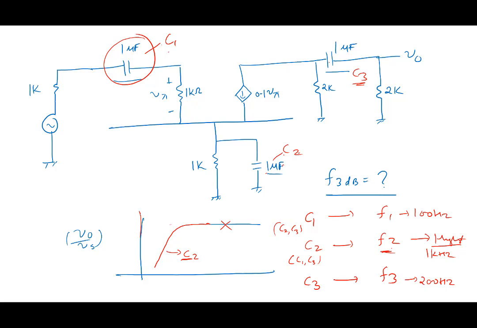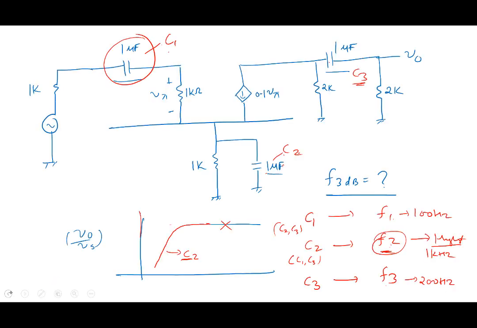Alright, so our procedure is: calculate F1, calculate F2, calculate F3. If one of the frequencies turns out to be much higher than the other, that one would become the 3 dB cutoff frequency. If all of them are comparable, then things are complicated. Then the best thing is to go and simulate and get some values there. It would be related to F1, F2, F3 in some fashion; there are some expressions for it.